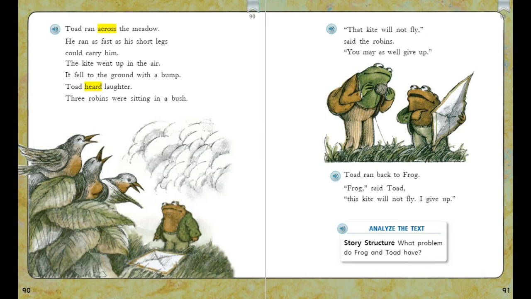What problem do Frog and Toad have? You can use pictures and sentences to help you answer that question. And what do the characters do about their problem? Analyze the text. Story structure. What problem do Frog and Toad have?